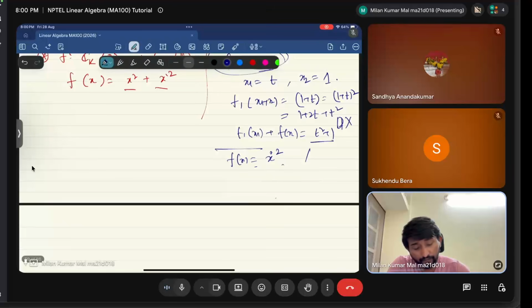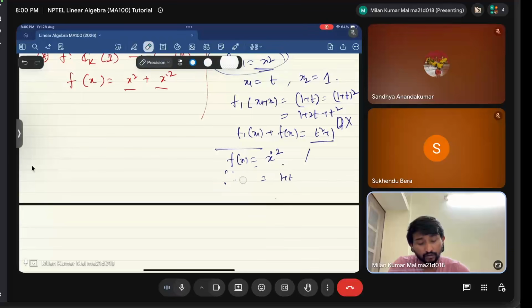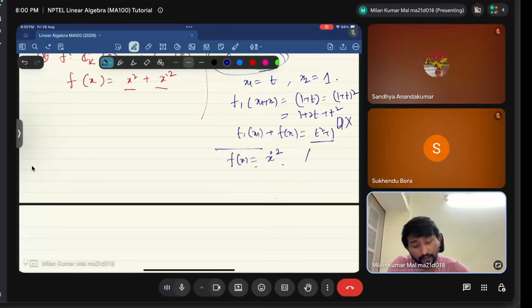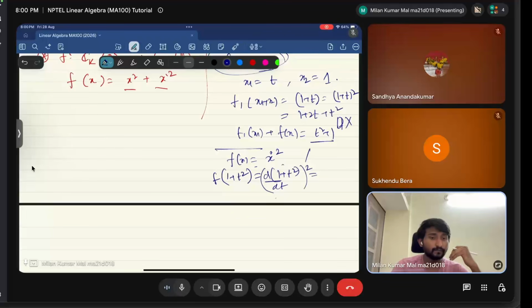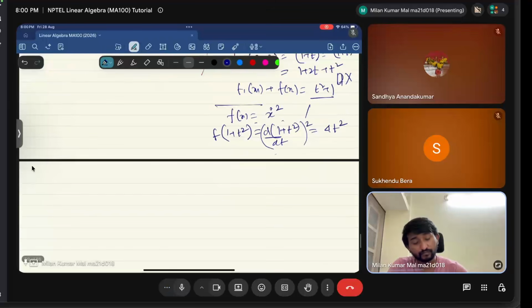f of 1 plus t, that is equal to 1 plus... no, that example is not going to happen. If I take 1 plus t square, f of that will be 1 plus t square, its derivative d/dt, and its square. What is d/dt? That is 2t, right? 2t square is equal to 4t square.